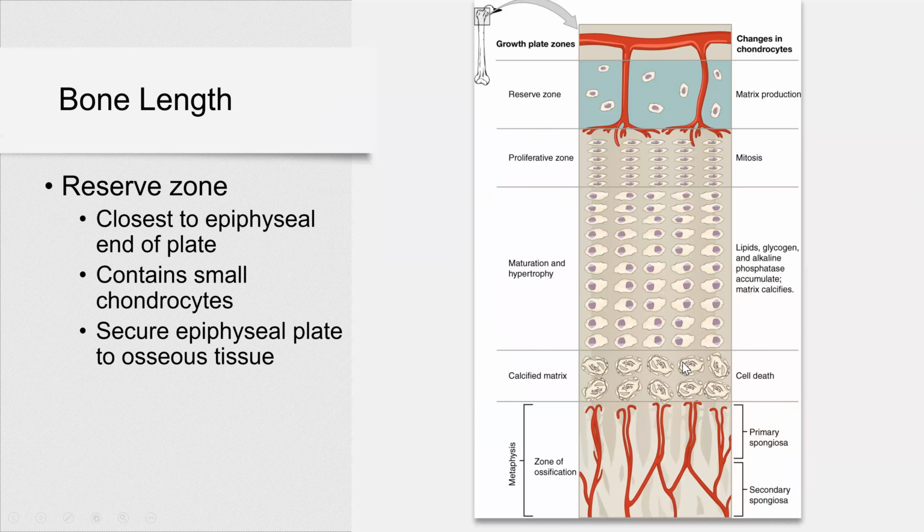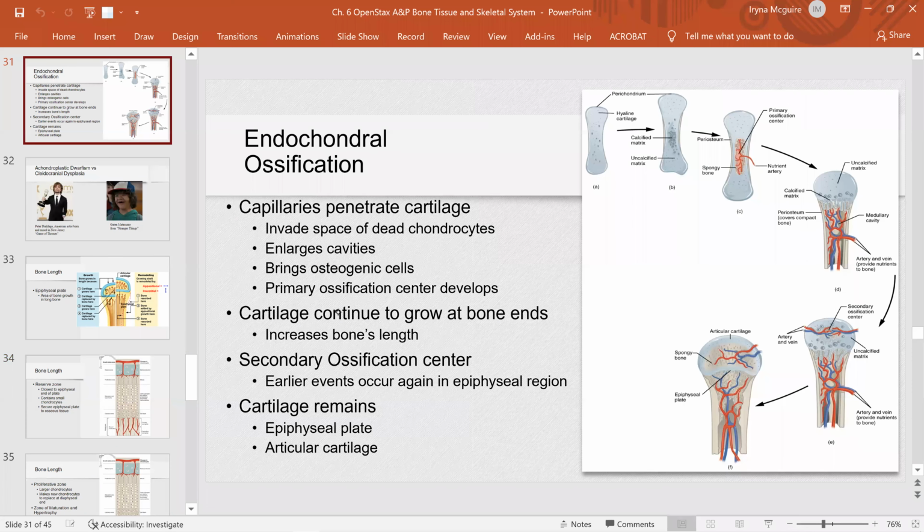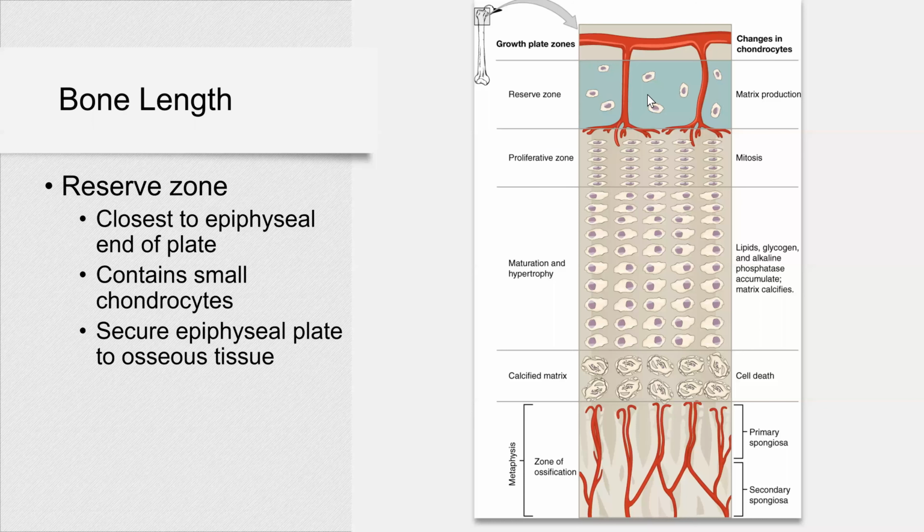Okay, so let's look at the epiphyseal plate one more time. So where are we? We are actually in this area right there, right? So this is our epiphyseal plate, and we just magnify it and look closer. So we have cartilage, and we have different zones of cartilage.